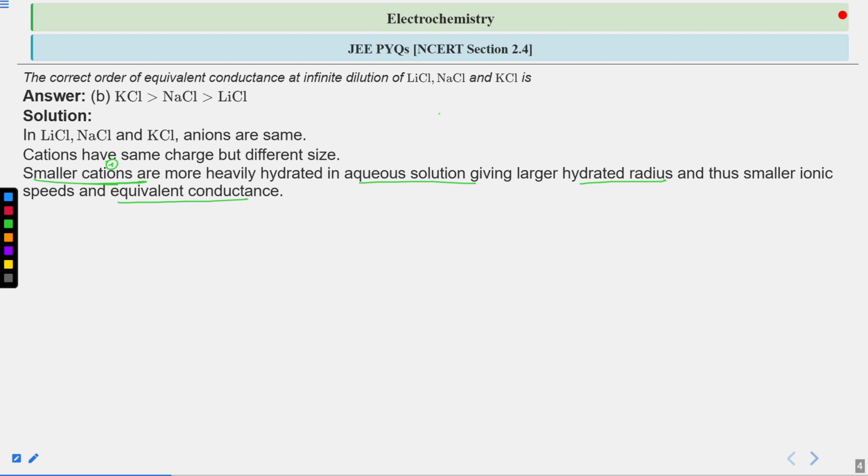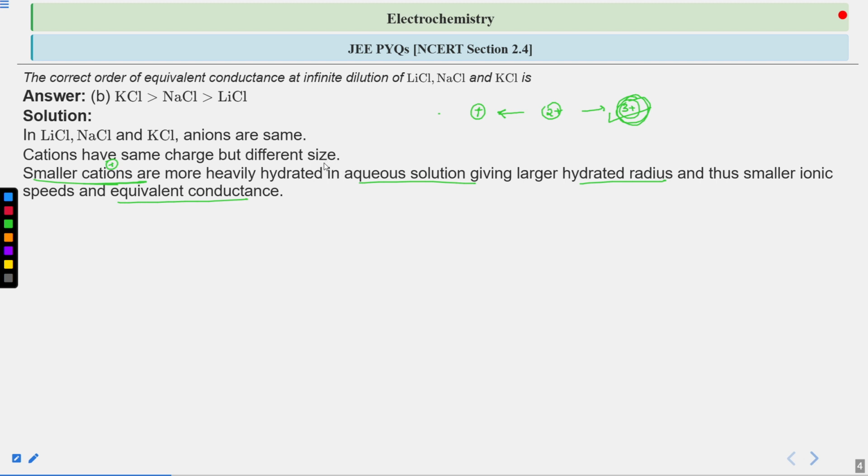If any ion has a positive charge, the greater the positive charge, whether it has one positive, two positive, or three positive, which cation will be the smallest? The three positive one, right? So smaller cations are more heavily hydrated in the aqueous solution. When you hydrate those smaller cations, they will easily get hydrated.